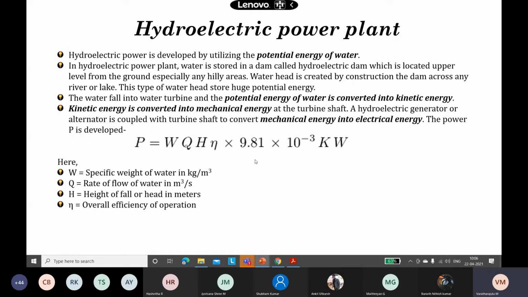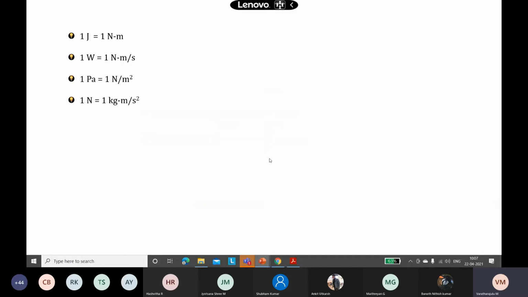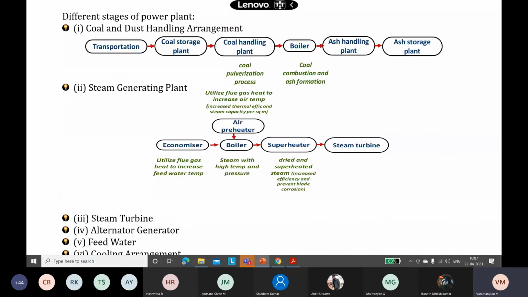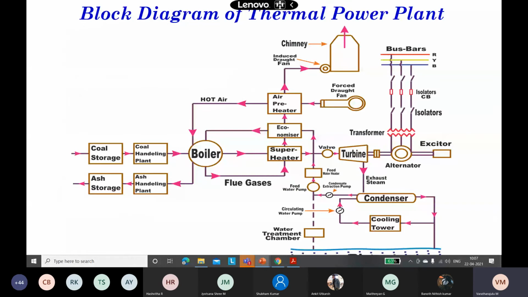Kg per meter cube, here meter cube per second. Meter cube will cancel, therefore we have kg per second. Here H has meter, therefore kg meter per second. That kg is converted into Newton with the aid of 9.81, therefore Newton meter per second. The Newton meter per second is nothing but watt, and in order to have kilowatt, we are adding 10 power minus 3. That is the power in the hydroelectric power plant. This theory I'll detail one by one in the subsequent class.